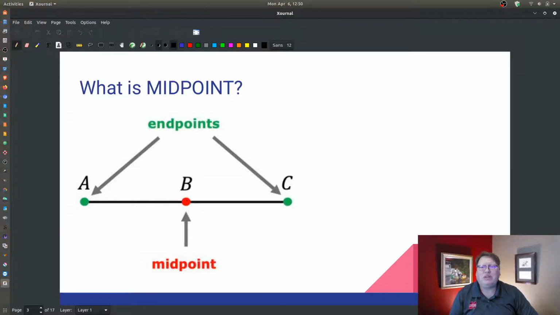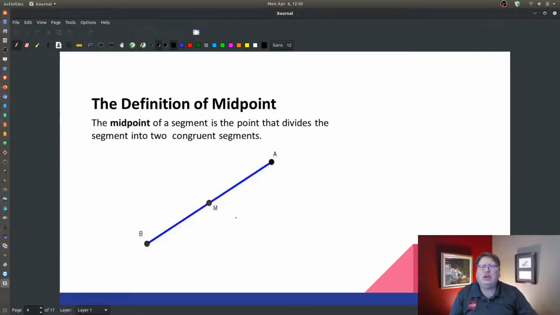It's the halfway point. So if this whole thing were 1 unit in length, then this right here would be half a unit, and this side over here would also be half a unit. So we're talking about the midpoint breaking your segment into two equal parts. There's a certain way we notate that also. A midpoint of a segment is the point that divides the segment into two congruent segments. Congruent, don't let that throw you. That just means equal measures.